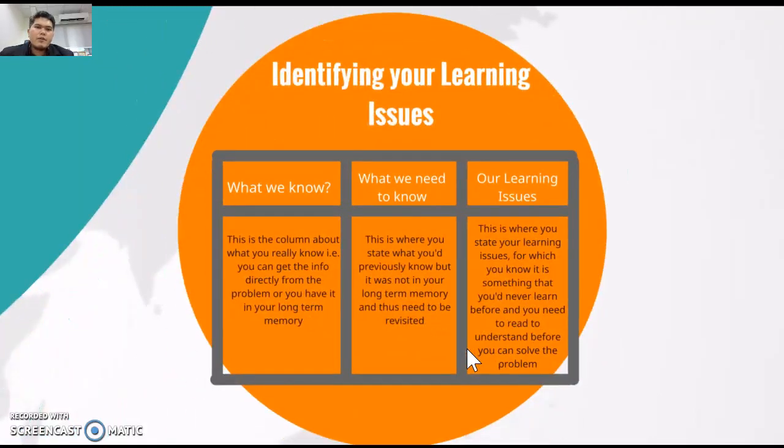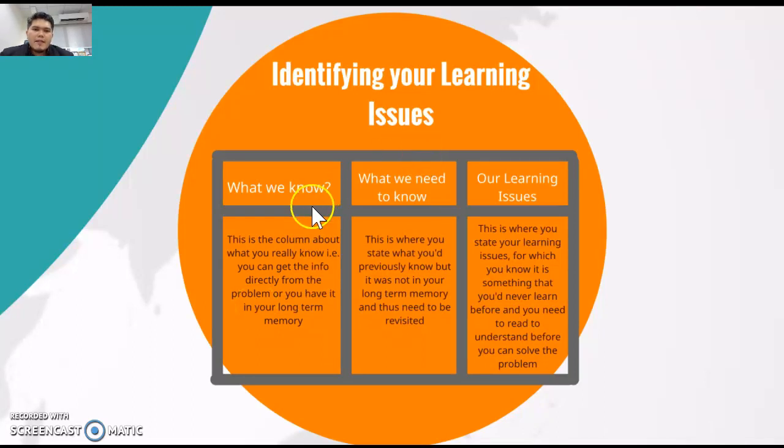In order for you to identify your learning issues, we're going to use what we call the K N L table. K stands for what we know, N is what we need to know, and L is what our learning issues are. So this is the KNL table. What we know is anything that you know. For example, going back to the earlier problem about the earthquake, you know there is an earthquake in Pariaman, Padang. That is what you know, and you probably know what happened, the disaster, whatever. These are the things that you know are happening over there.